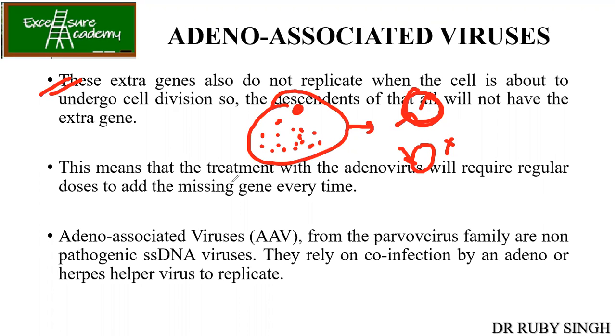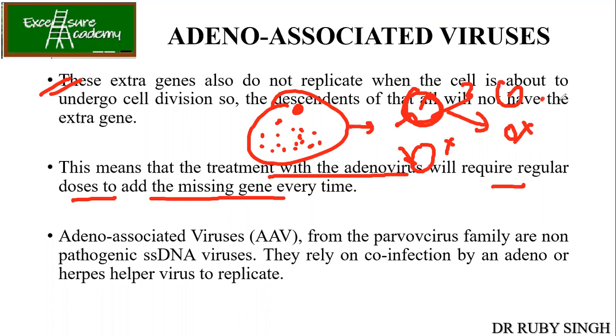So the treatment with the adenovirus will require regular doses in order to add the missing gene every time, because whenever the cell divides, one of the cells is not going to have it and one will. So in order to maintain this, the extra dose will be given.